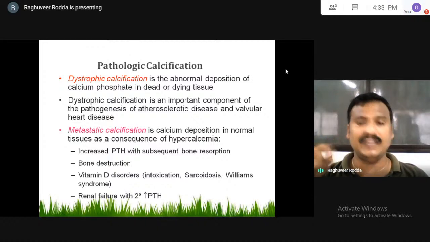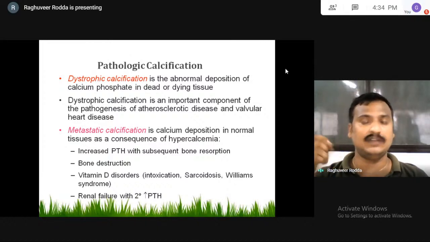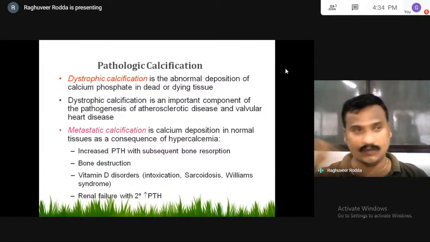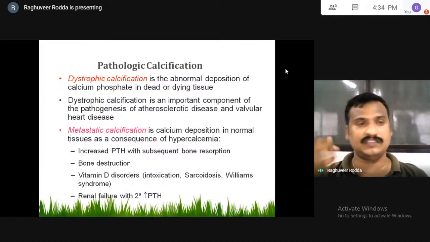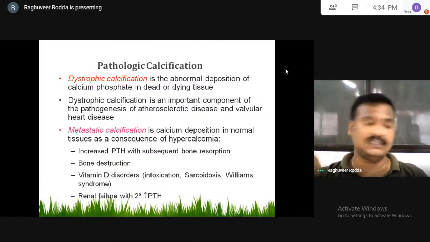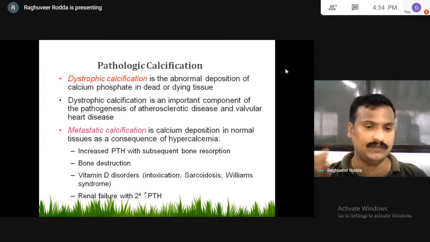vitamin D disorders and bone destruction, which we can call bone resorption. In that particular condition, the bone will be resorbed or destroyed by various things, and the calcium present in the bone will come to the extracellular fluids, and from the extracellular fluid it will go and deposit in the normal tissues. Okay, bone resorption.